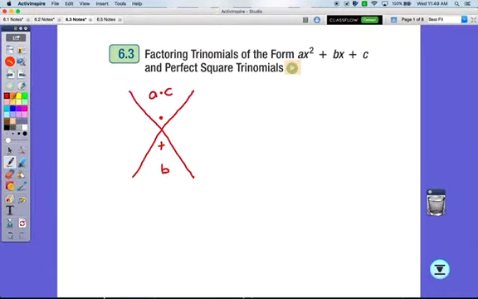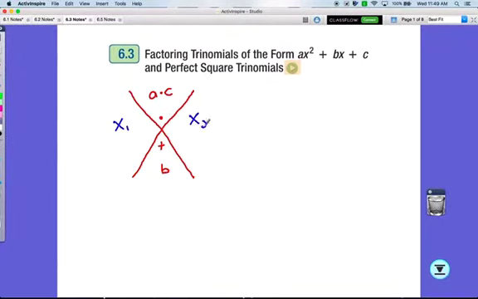Then you're going to find two numbers that multiply to give A times C and add together to give B, and you're going to put them here on the sides. I'll call those X1 and X2. X1 times X2 multiplies to give AC, and it adds to give the B. So it basically breaks it down into what you're doing on the previous problems.